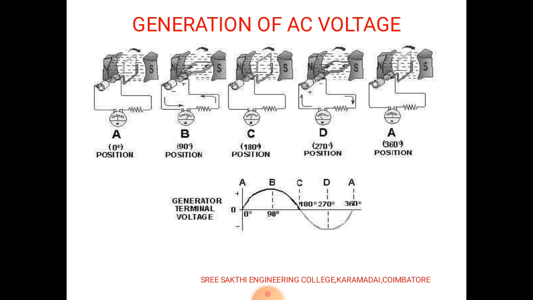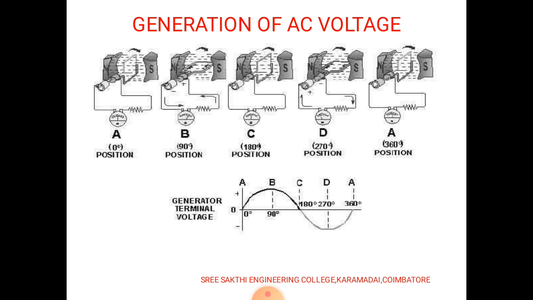In figure A, the position is 0 degree. So here the signal is at 0 degree, that is the starting point of the signal. Then in figure B, the position is 90 degrees. The signal obtained at the B position is at peak value.